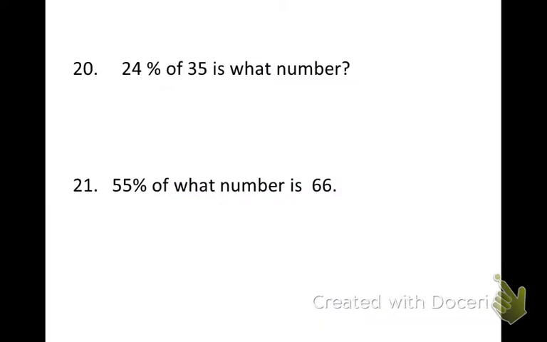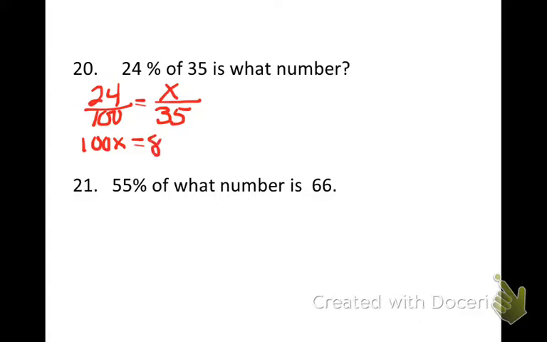Okay, in this problem, again, I'm going to use the proportion method first. Find my percent, put it over 100. Find what follows the word of. 35 would go down here because it follows of. What number? We don't know. X goes here. So 100x. If I multiply 35 times 24, I get 840. I hope you know the easy way to divide by 100, which would be move my decimal over 2 to the left, and it would give me 8.4.